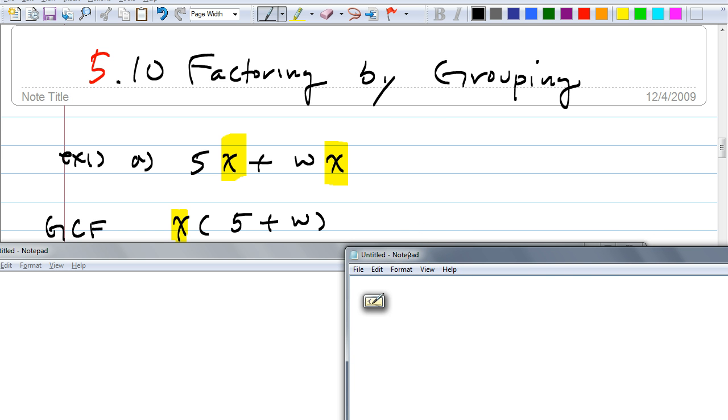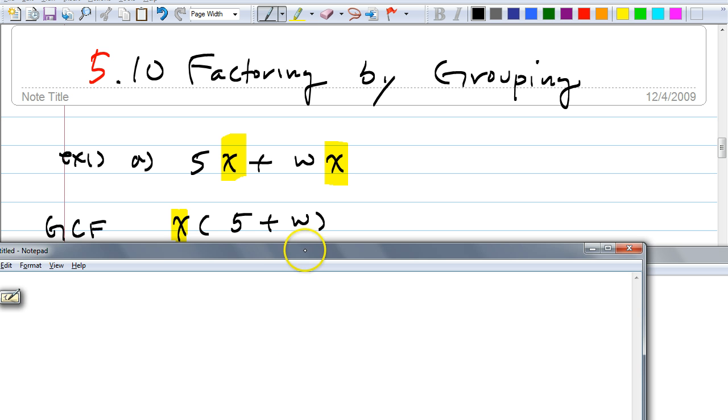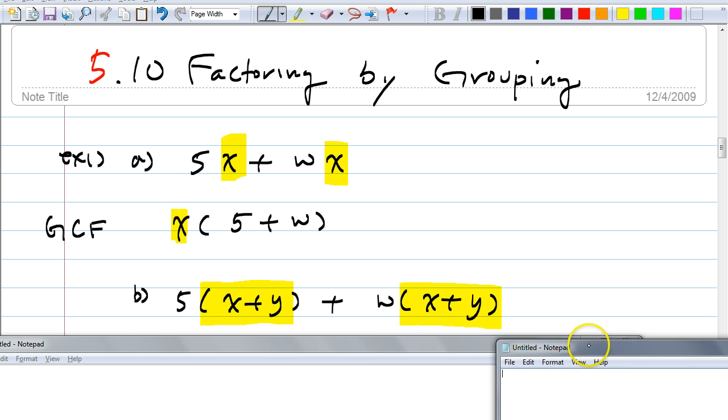Instead of just giving you x, does it have to be x all the time? Could I substitute something else for that x? Well, this time I substituted in x plus y. Is that okay? Here, 5 times x plus y plus w times x plus y. Now, does that make it any harder? No, same thing. So, who could tell me how to do this one here?